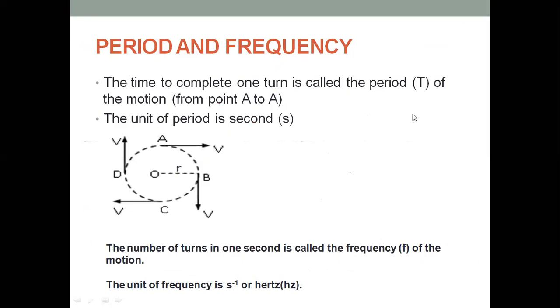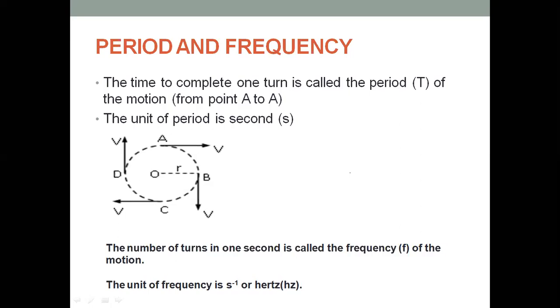Let's move to period and frequency. First, let's start with the period. The time to complete one turn is called the period. The SI unit of period is second. Let's say you start at point B here, and after 1 minute you reach B again. That is going to be one period. One period from B to B, or from A to A, or from C to C, or from D to D. That is called a period, and the SI unit of period is second.